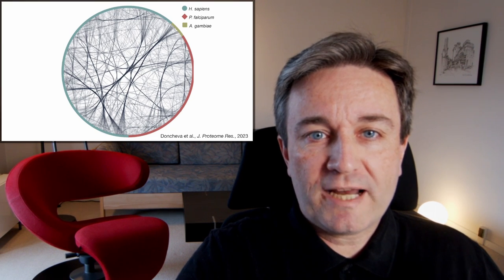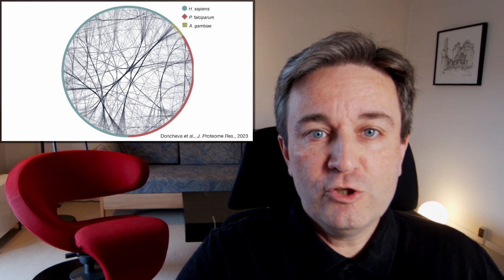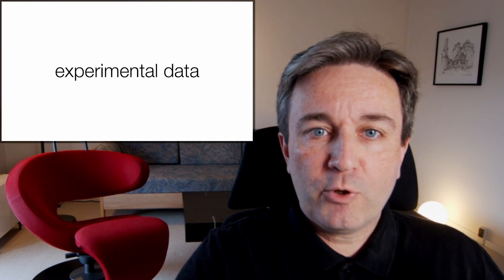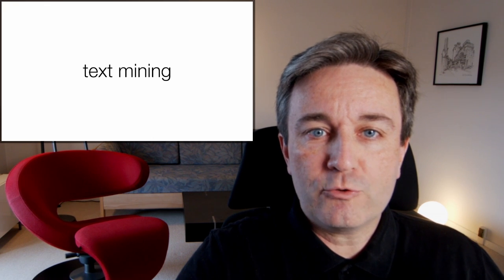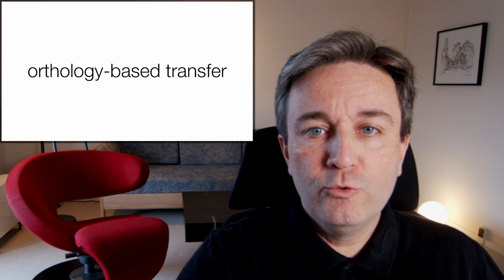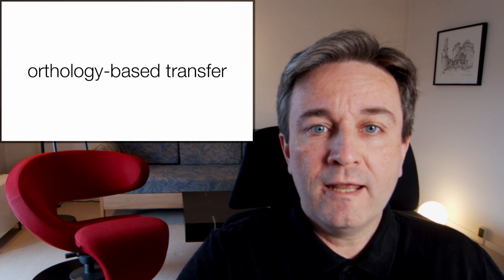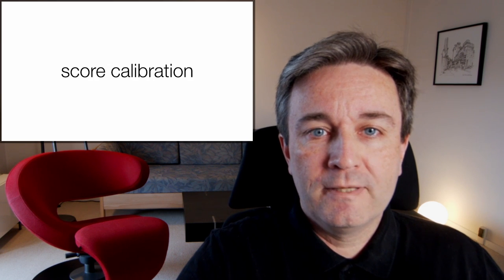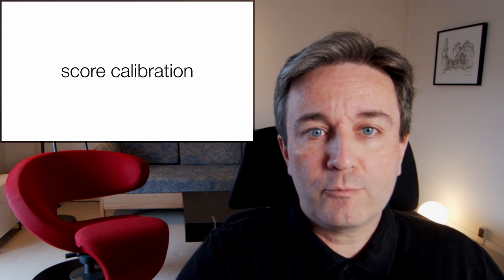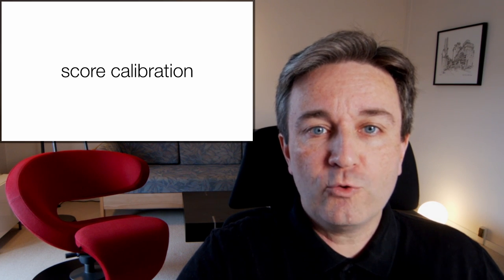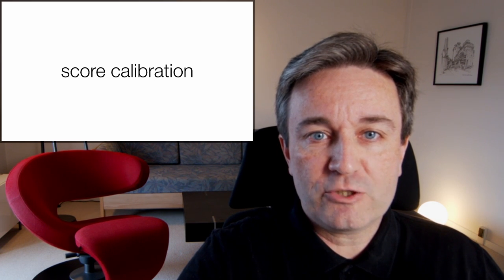The cross-species interaction data shown in this figure is not in the STRING database itself. What we are doing is to integrate experimental data and text-mined associations using the STRING pipelines, and then using a new orthology-based transfer pipeline to transfer interactions between different host-parasite pairs. In addition, we are doing score calibration of all the interaction scores to make them as comparable as possible to all the interactions in the STRING database.